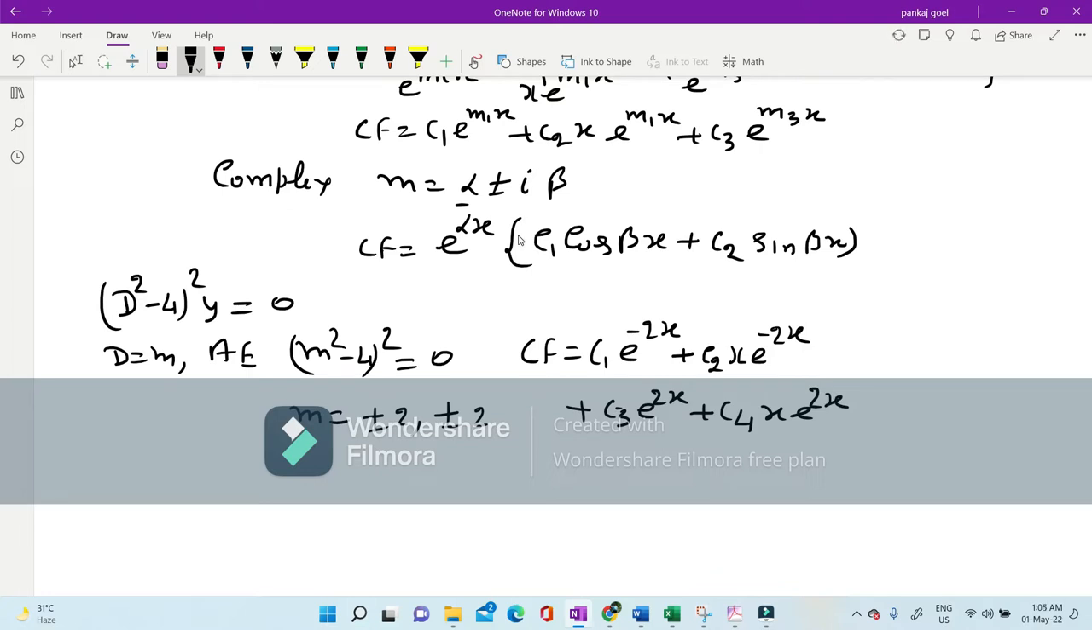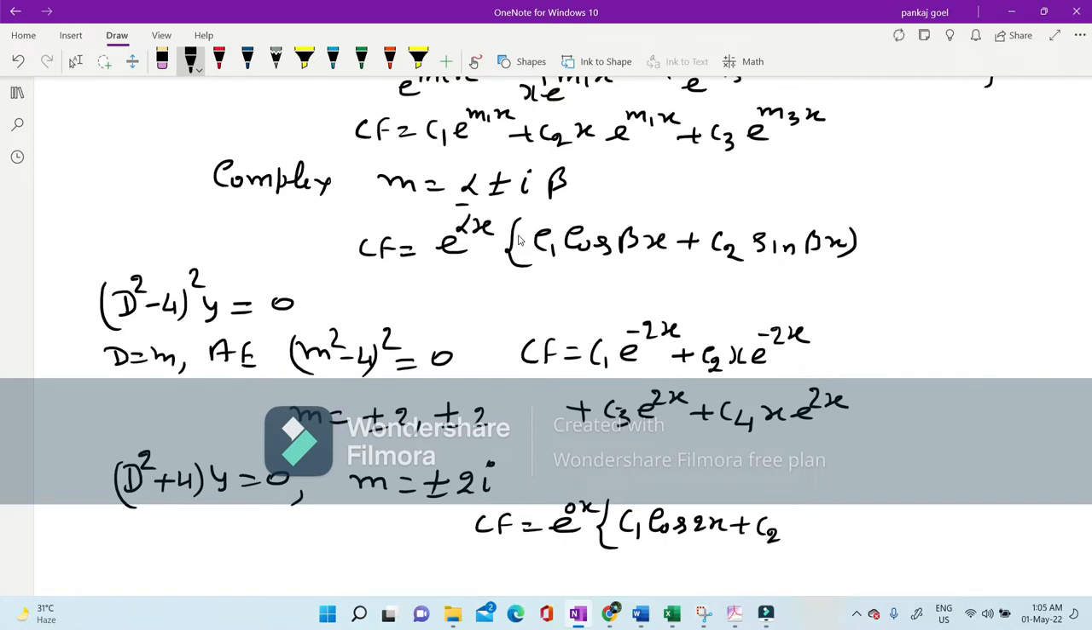Similarly, if we have imaginary roots, let us suppose I say (D^2 + 4) y = 0. From here you can say that m = ±2i, right? So the complementary function can be written as e^(0x) (c1 cos 2x + c2 sin 2x).